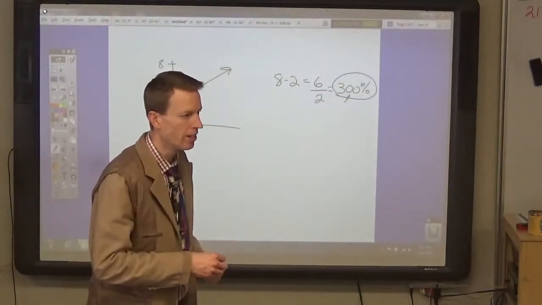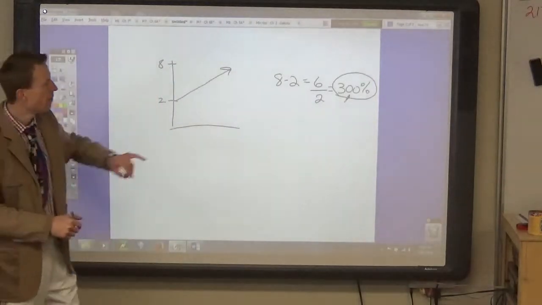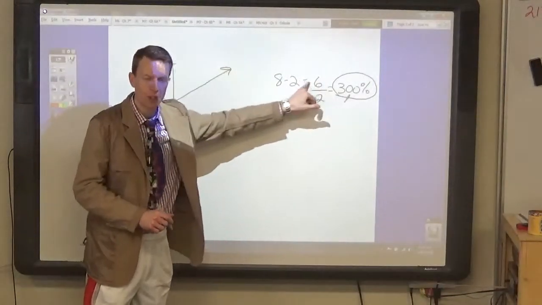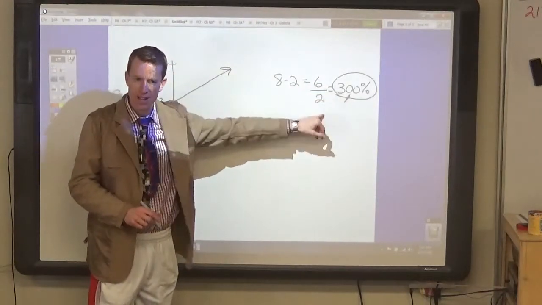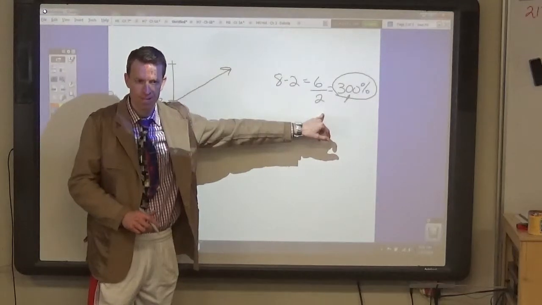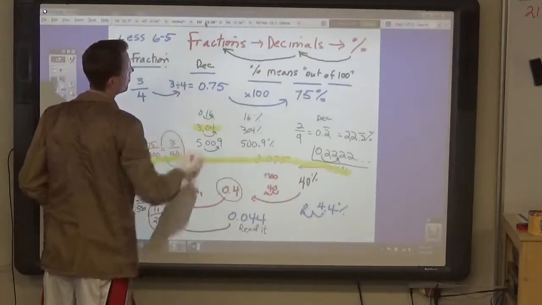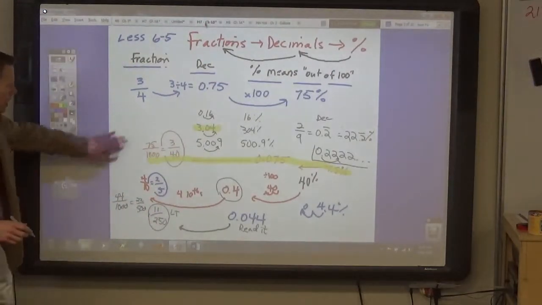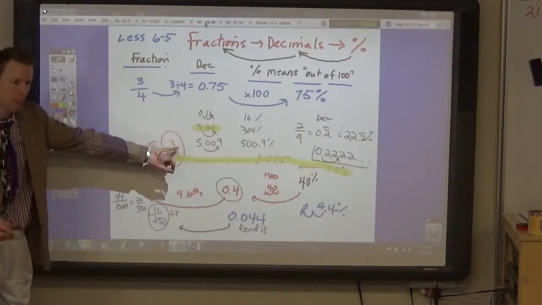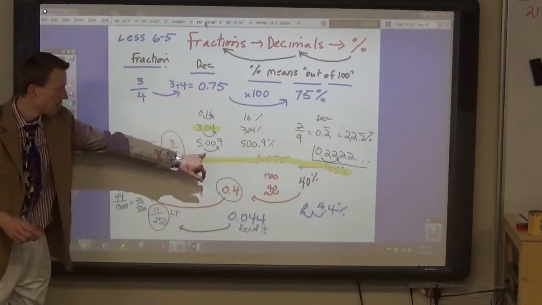Stop talking, AJ. Listen. And to find the percent change, you can find the difference and then divide it by the original amount. Okay? So, let's go back to our notes. Any questions on dividing the top number by the bottom number to get the percent?